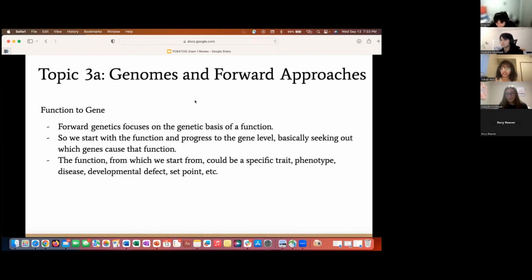The forward approach is basically going from the function to the gene. You need to be able to have the function first. So the function is usually a physiological process that you know about already, and you want to know what gene caused that process or that function to occur. And it doesn't have to be just a physiological process. It could be a specific trait, phenotype, or a disease. It could also even be a set point. So basically just remember, you start with the function and you do things to find what gene is causing that function.